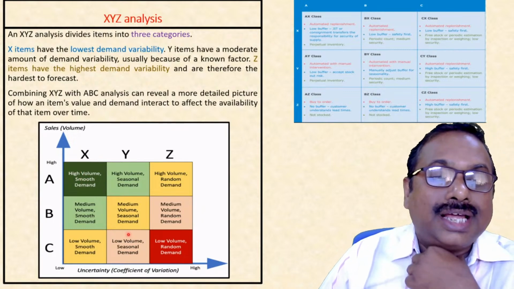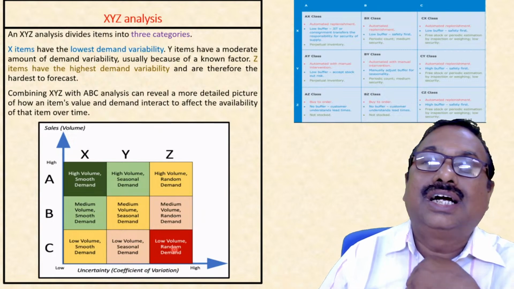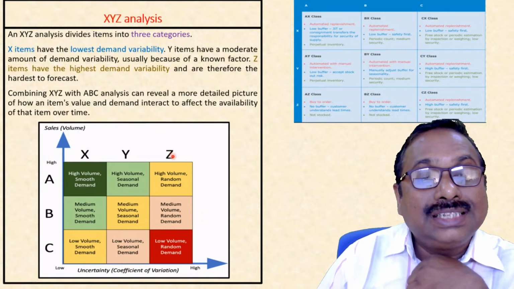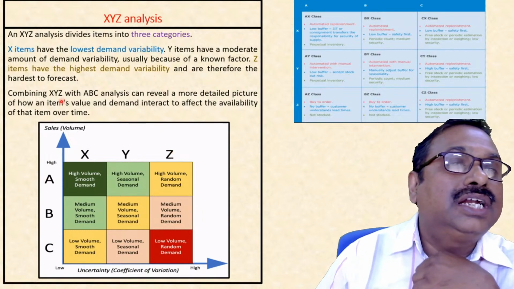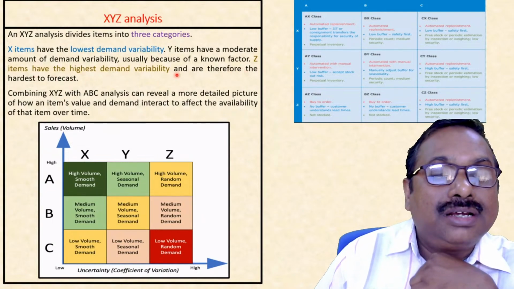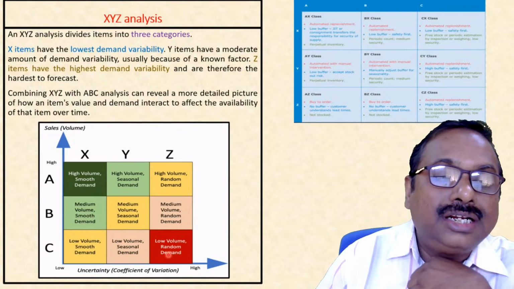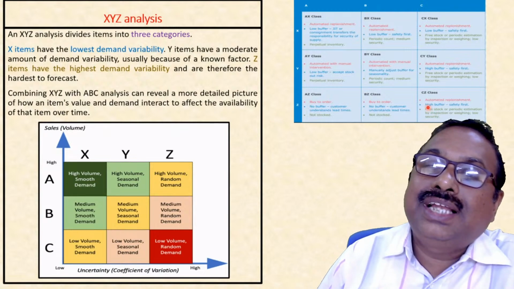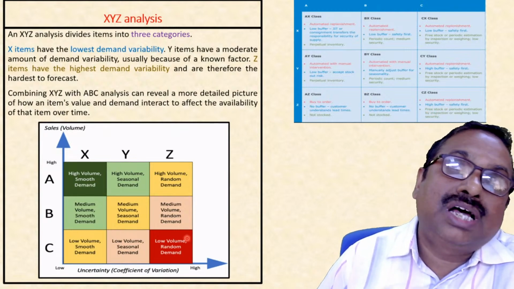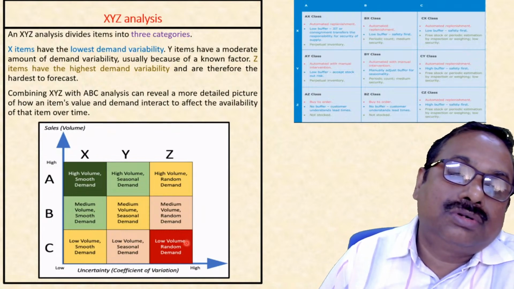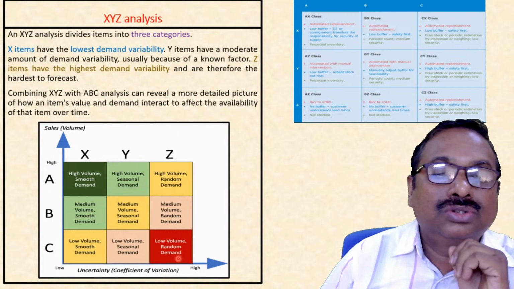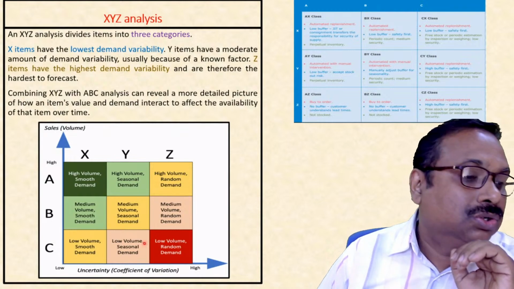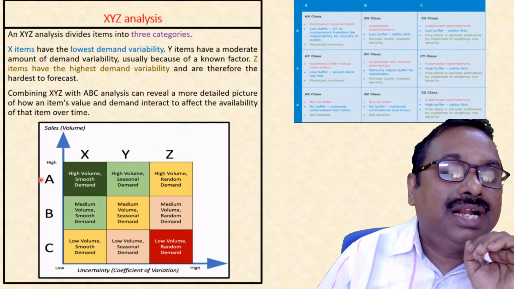Then if you take the CZ items, here C is low volume and Z is random. That means Z is the highest demand variability. So volume is low and demand is random. Here we can take a high buffer because safety is first. You don't know what your demand is, but they are of low value. So here we can keep a high buffer. So this is the XYZ and ABC.